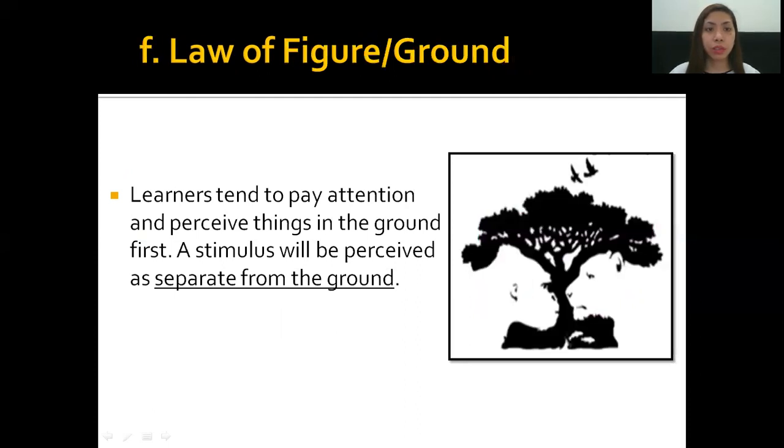Then we have the law of figure or ground. This is where learners tend to pay attention and perceive things in the ground first. A stimulus will be perceived as separate from the ground. For example, some learners will see this figure as a tree with birds flying away from it, and others will see a gorilla and lioness looking eye to eye.